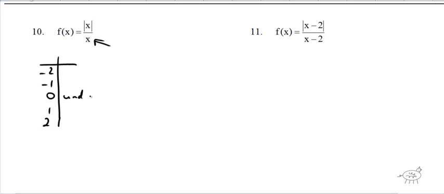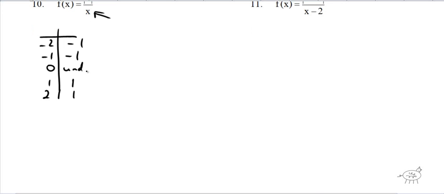And let's do the positives first. They're easier. So absolute value of 1 over 1 is just 1. What's the absolute value of 2 over 2? That's also 1. What about negative 1? Well, absolute value of negative 1 is 1 over negative 1, which is negative 1. Absolute value of negative 2 is 2 over negative 2, which is negative 1. So what's going on here, let's actually graph it now.